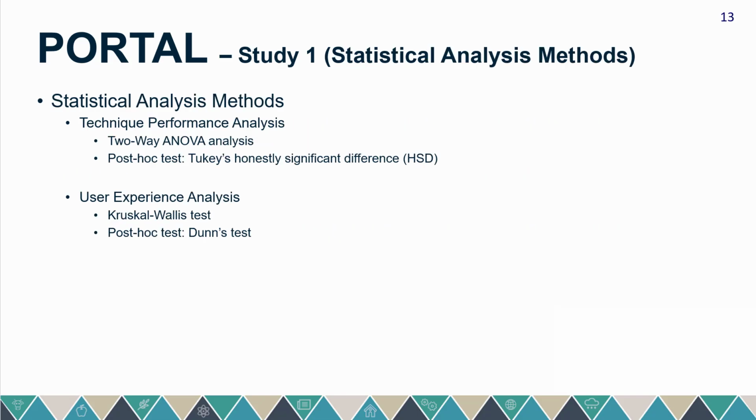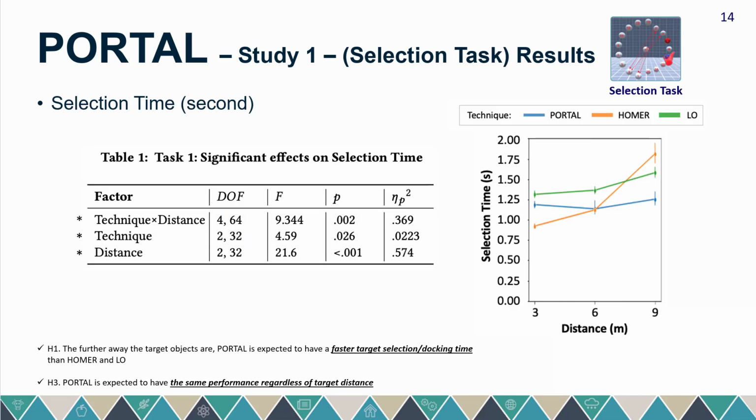To evaluate the hypothesis, the following statistical methods are used. For the continuous variables, such as time and errors, we used the two-way ANOVA and Tukey's HSD at the 5% significance level. On the other hand, the subjective measurements, which are rated in a discrete 7-point Likert scale, are analyzed by using Kruskal-Wallis test and Dunn's test at the same 5% significance level.